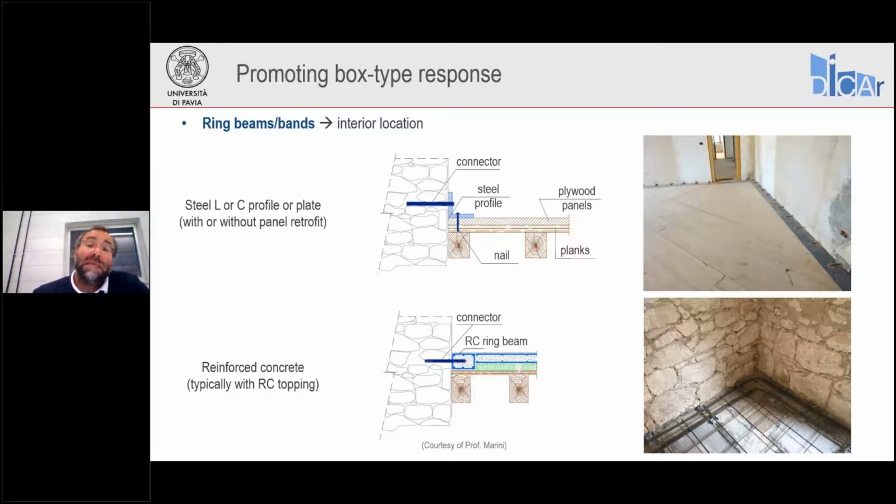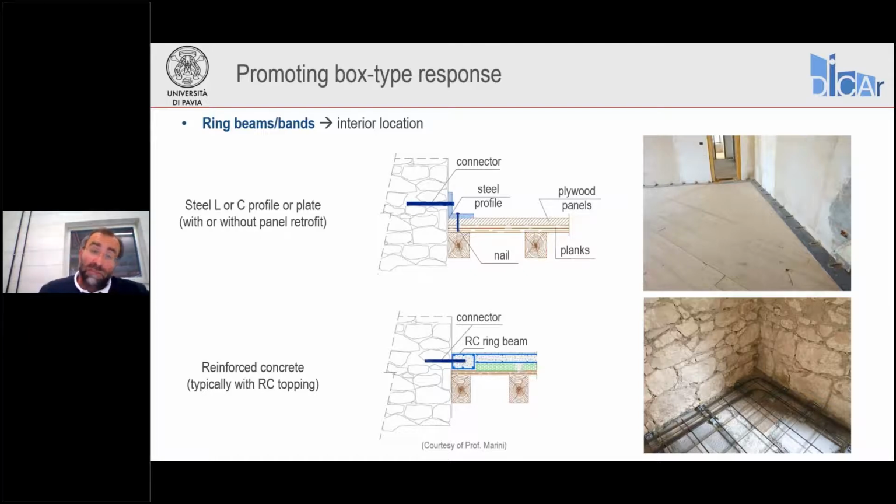This solution may be associated with strengthening of the diaphragm panel. We will see in a moment different techniques to do so. Or if the diaphragm strength in shear is sufficient, we may just need this steel ring beam connected to the existing diaphragm and to the wall. And these connections are provided by those types of dowels and ties that you've seen before, but these profiles also need to be nailed to the timber diaphragm.